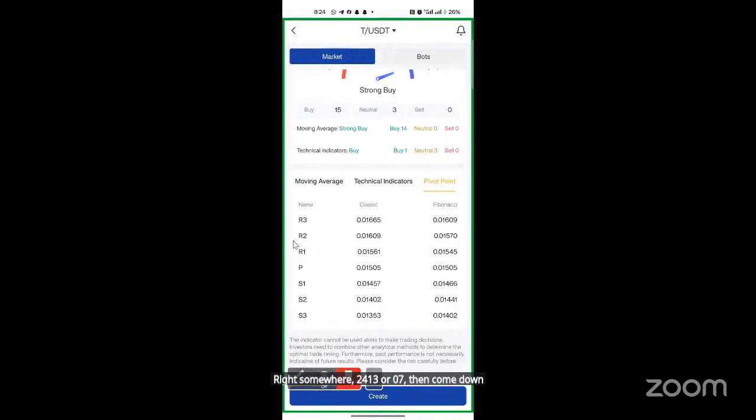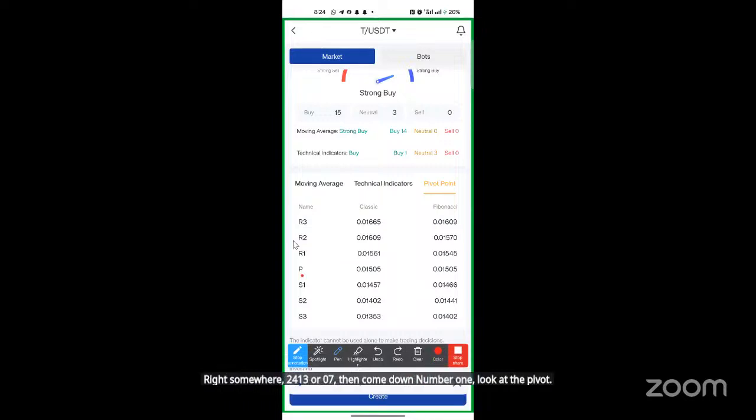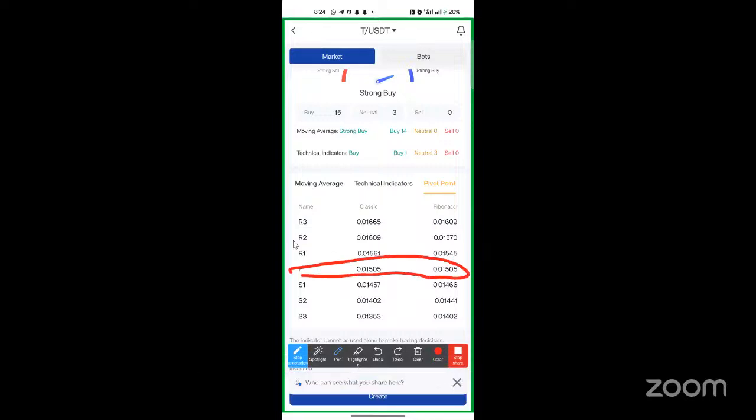Number one, look at the pivot. Now the pivot is 0.01505. Which one is higher? Is the current price higher or is it the pivot point that is higher? Which one is higher? The current price is higher, meaning the coin is above the pivot.